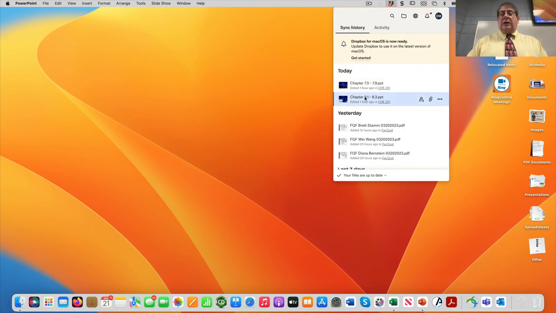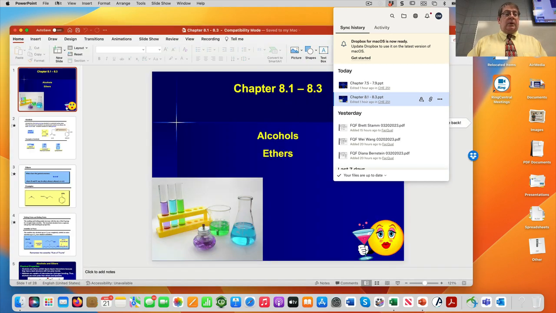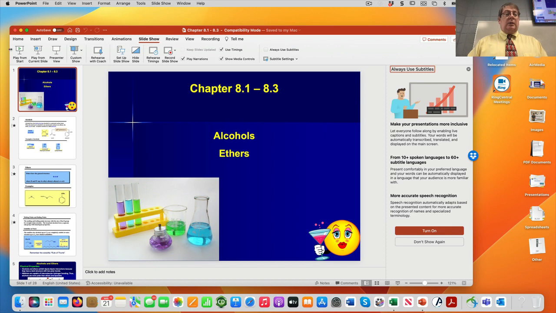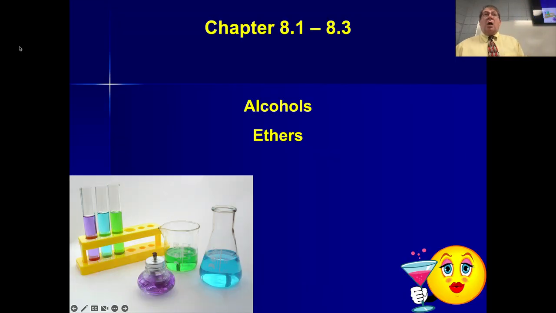All right, we're going to get started in chapter 8 today. We're going to talk about alcohols and ethers. The chapter also talks a little bit about thiols. And we'll talk maybe a little bit about it, but if you know your chemistry of alcohols and ethers, usually you can get the thiol stuff pretty easily because oxygen and sulfur are in the same family on the periodic table.